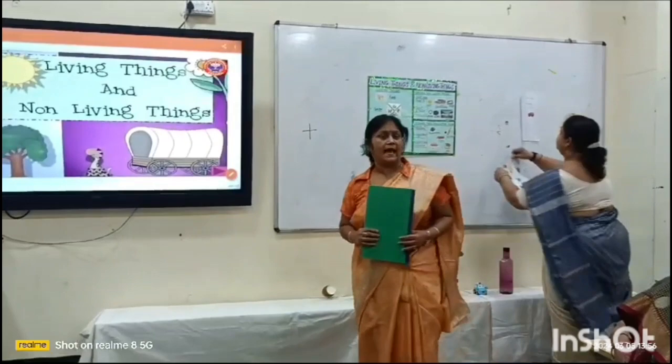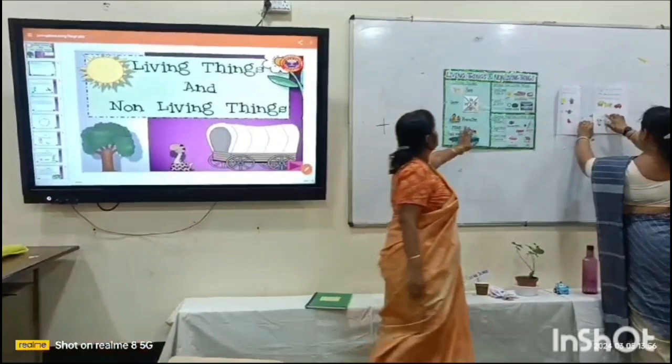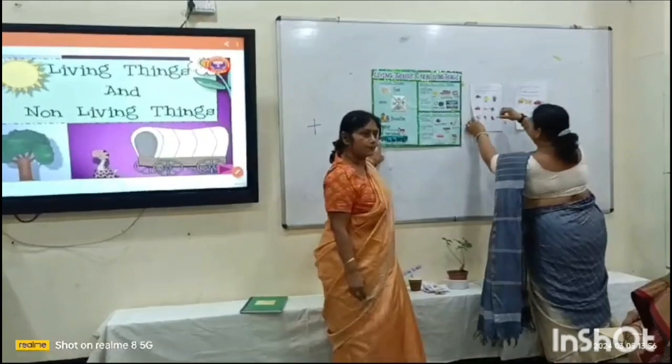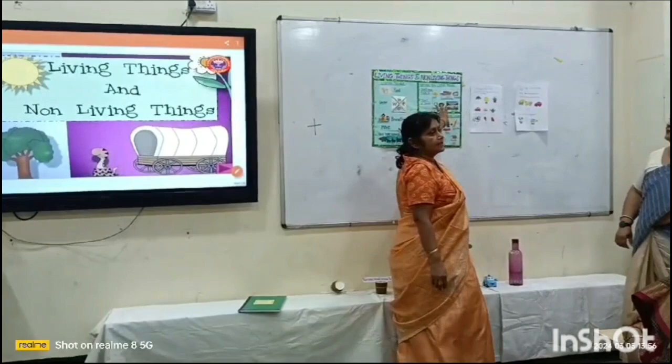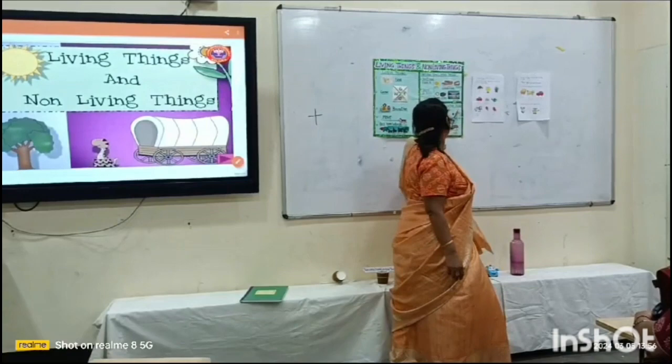They know the living thing can eat. Okay, this is my cleaner. Living things can eat food, can grow, can breathe, can move, and can have their babies. And these are non-living things. We will divide into two parts. For class 1, natural non-living things and human-made non-living things.